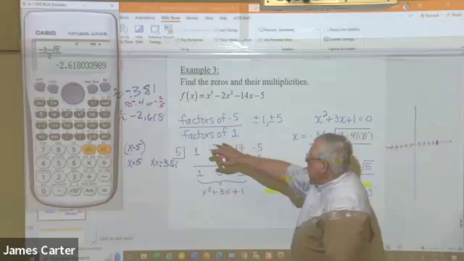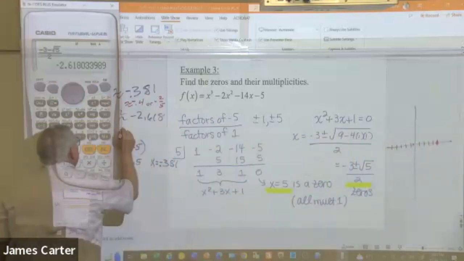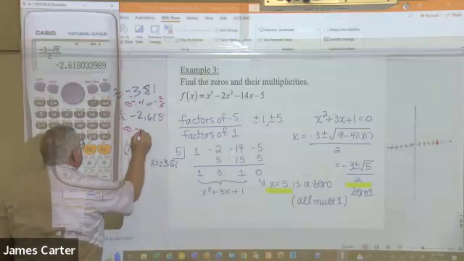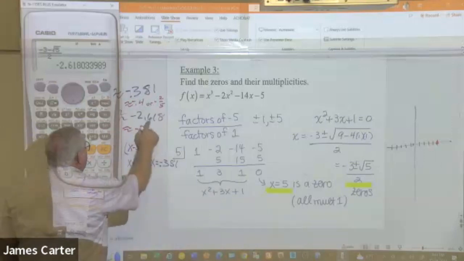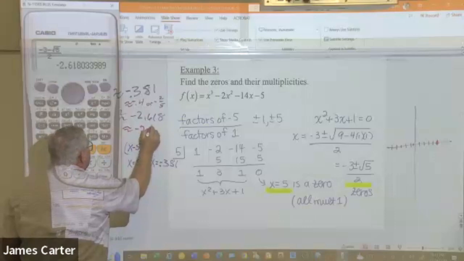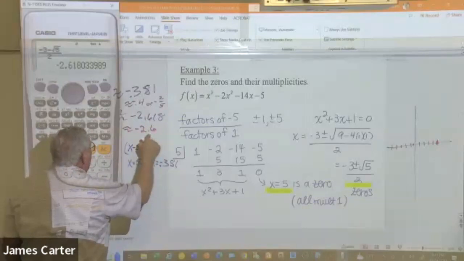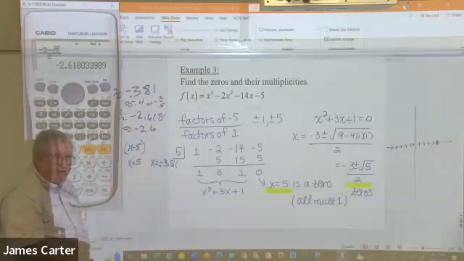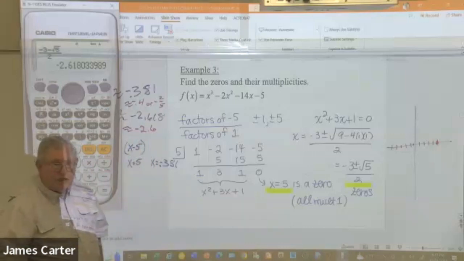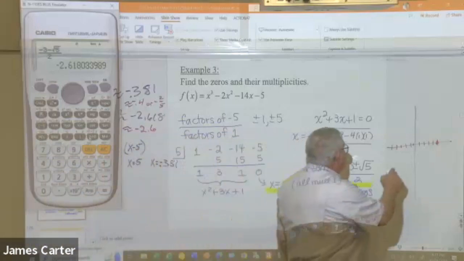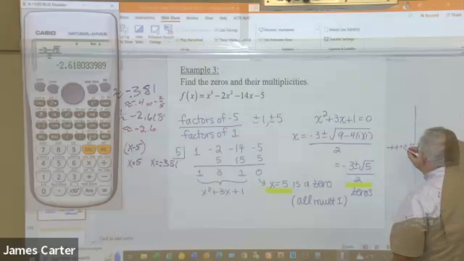Okay, let's look at this one. Okay. This means it's going to be a negative 2.6 approximately, or a little bit more than half. Okay. So here's 1, 2, and a little bit more than halfway.